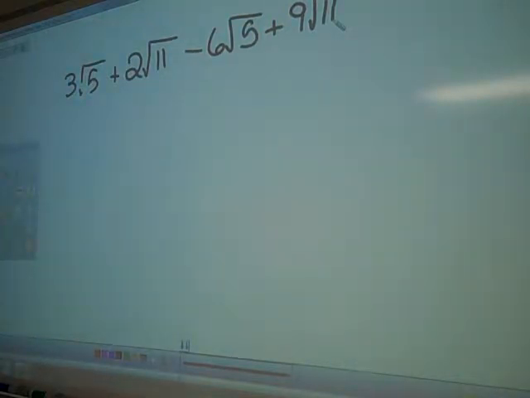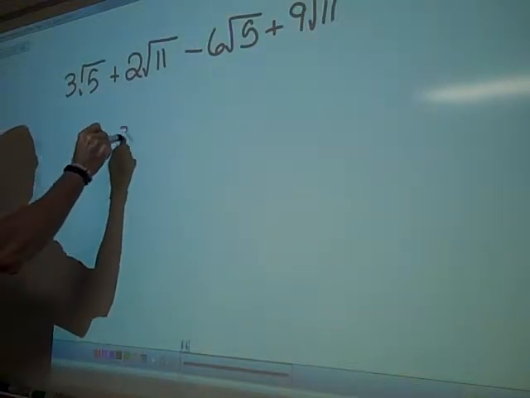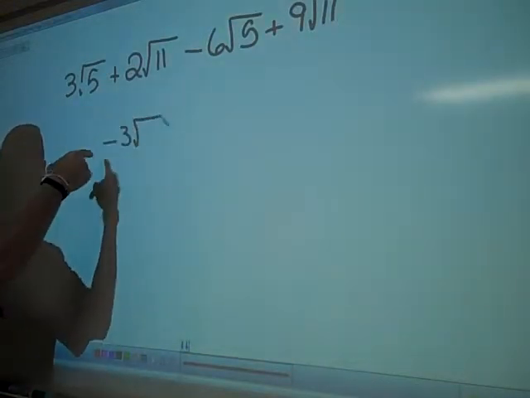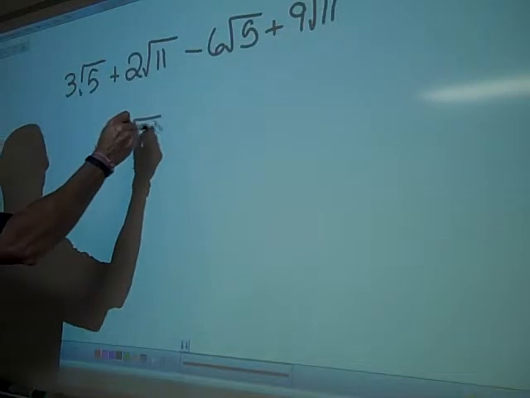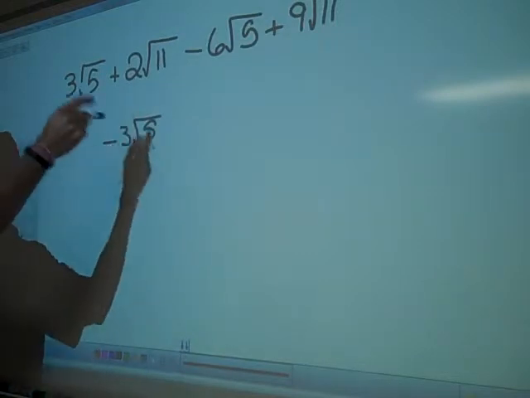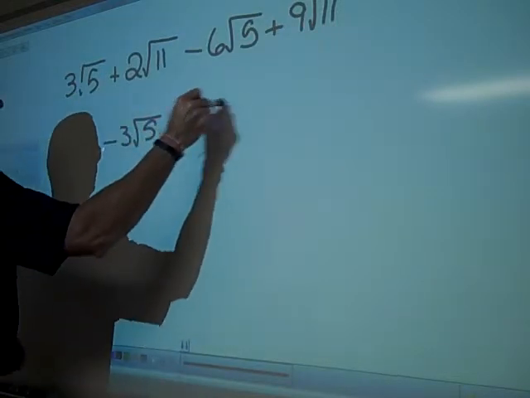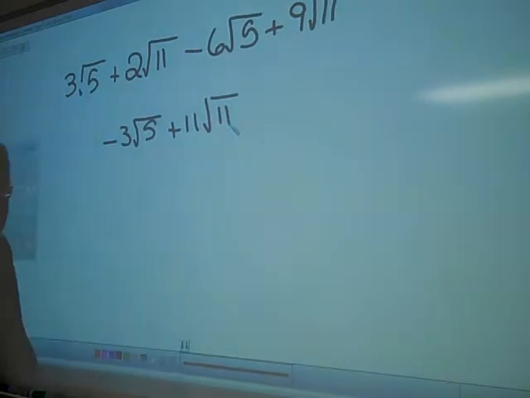The square root hanger thingy, with 11 square root of 11. Negative 3 square roots of 5, and then 11 square roots of 11. Yeah. Jojo, can it be this easy?